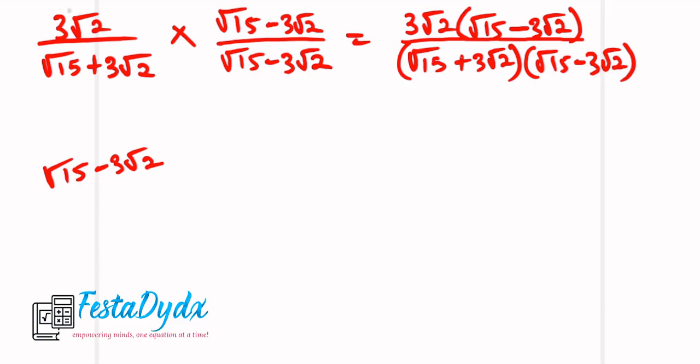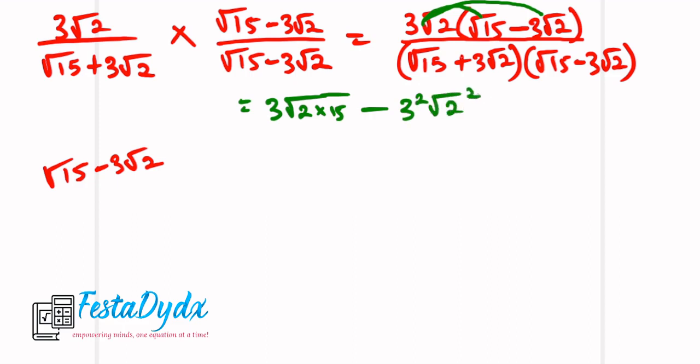So now we have to clear the brackets. Let's start from the numerator. Here we have 3 root 2 times root 15. That will give us 3 root 2 times 15. And then when we look at the other part, 3 root 2 times minus 3 root 2, which is going to give us 3 square root 2 square, because they are the same number. 3 times 3 is 3 square, which is 9. Root 2 times root 2 is root 2 square.